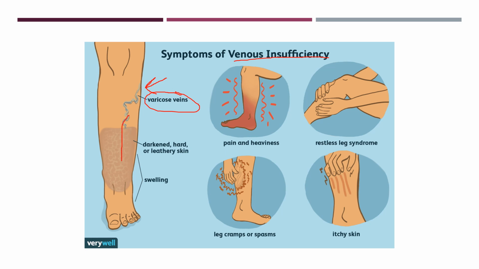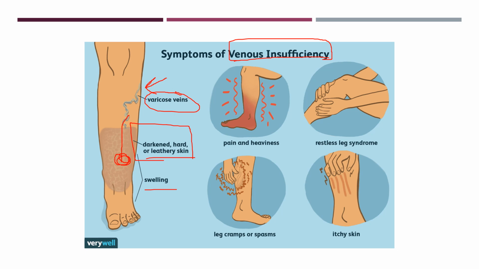This leads to pooling in the area of that lower extremity, and we get darkened, hard, leathery skin and lots of swelling. Maybe I'll give you a second to think about what this is called. A little Jeopardy moment here. Hopefully you came up with the right answer. This would be your stasis dermatitis, or venous stasis dermatitis. This is a common clinical presentation that would lead you to think that this patient has something like venous insufficiency.